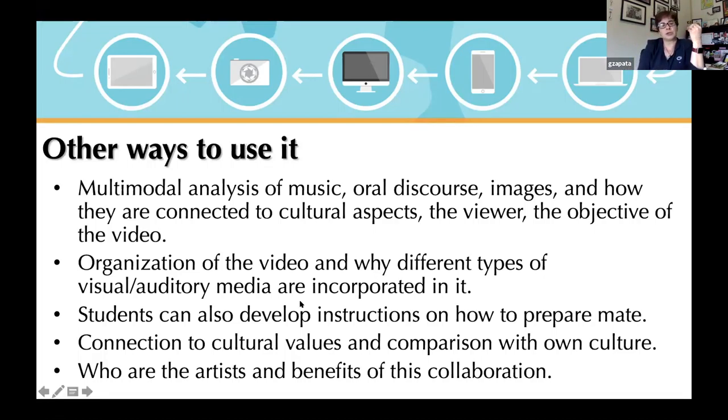And then you could also talk about why you have in this video different artists, who these artists might be and why they have decided to collaborate and to create this kind of video. So I think that it's a very rich resource, and that's why I wanted to share it with you. And I think that's it.